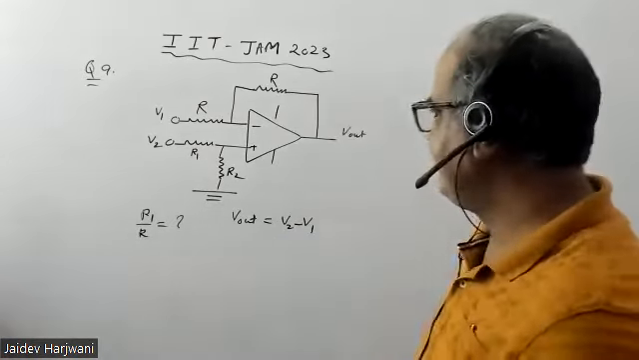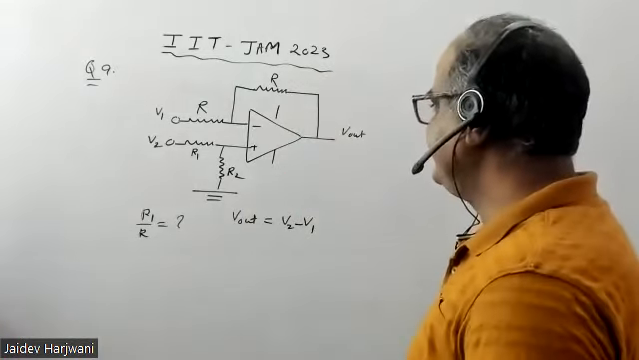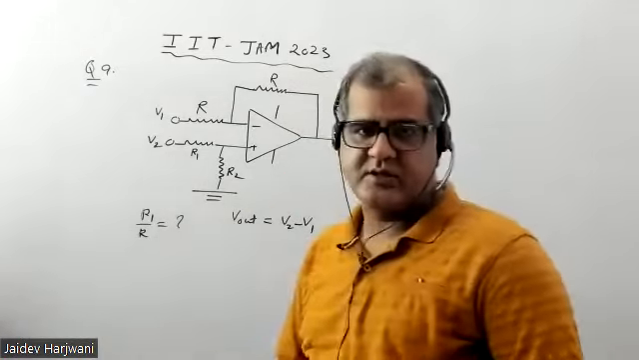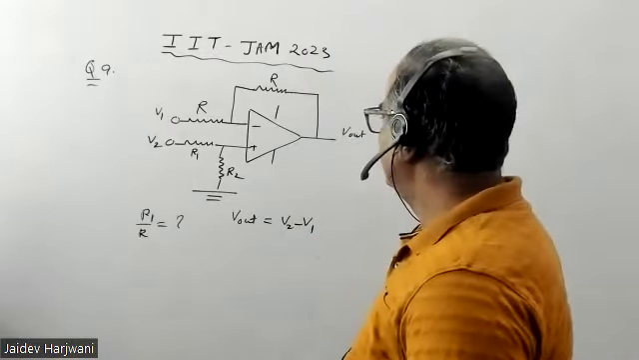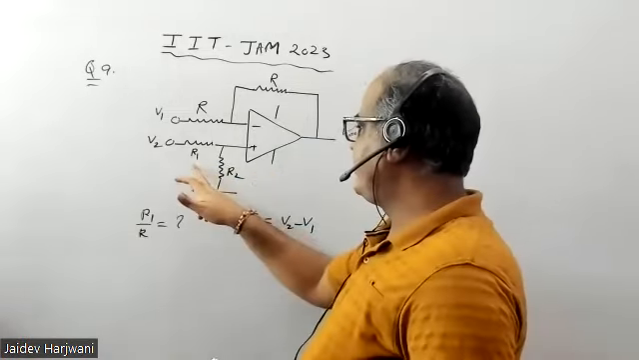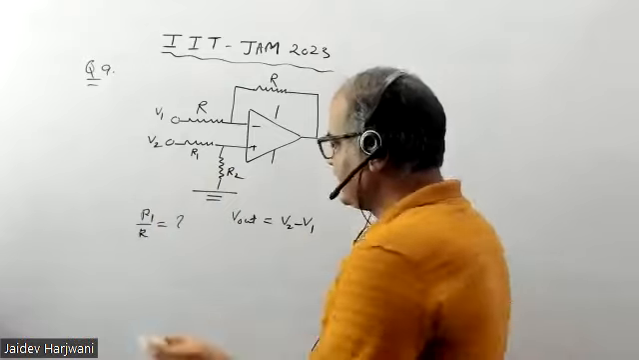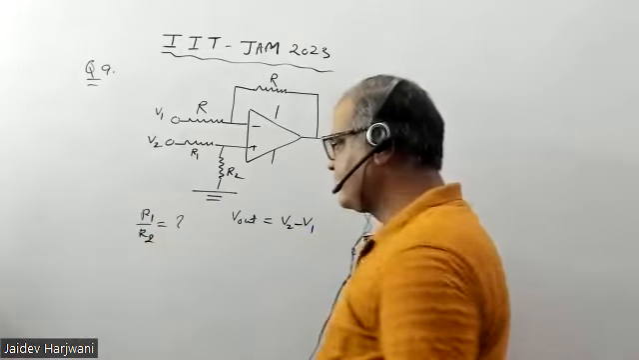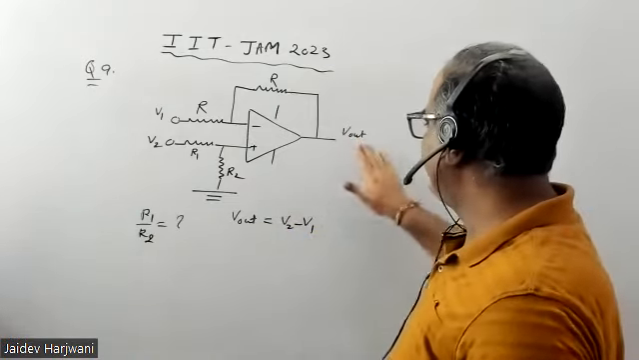So hello students, see this question of IIT-JAM. Question number is 9. In this question they have given one op-amp and they are asking that for what value of R1 by R2, okay, they are basically asking the ratio of R1 by R2. For that the V output value will be V2 minus V1.